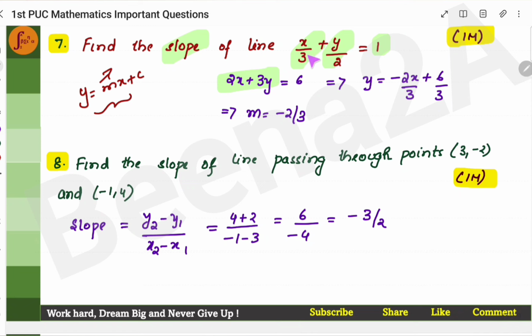So here, if you notice, I have simplified this. So it becomes 2x plus 3y is equal to 6. Then you write it in this form, general equation form, y is equal to mx plus c. Now you have x here. What is m? M becomes -2 by 3.